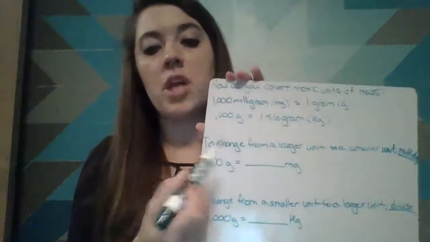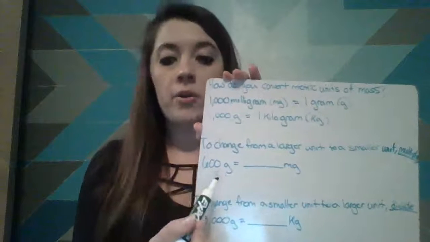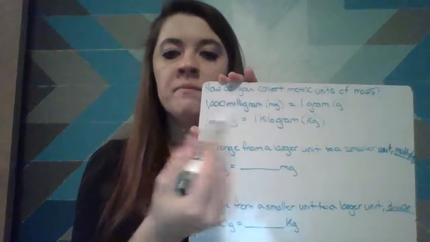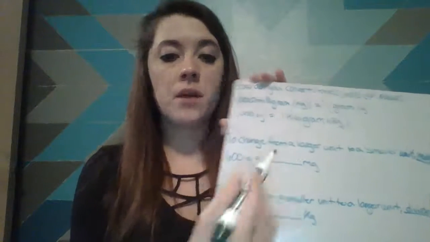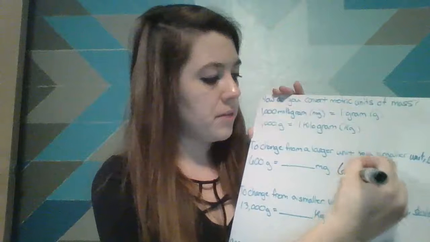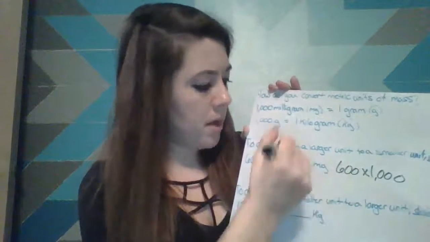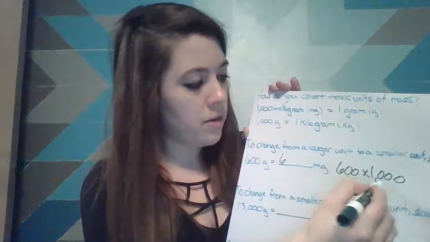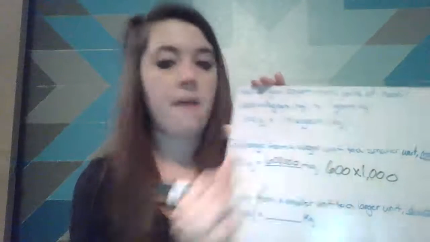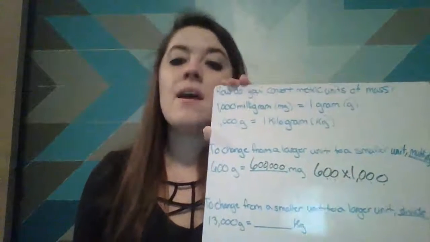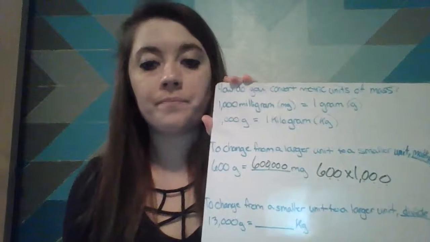So same thing. To change from a larger unit to a smaller unit, we multiply. So going from 600 grams to milligrams, 1 gram equals 1,000 milligrams. So that means we're going to multiply by 1,000. So 600 times 1,000. So 6 times 1 is 6. And then we've got 1, 2, 3, 4, 5 zeros. So 600 grams is the same thing as 600,000 milligrams.